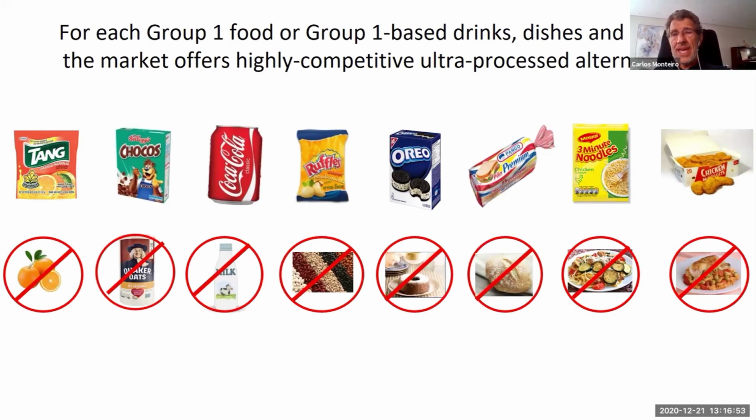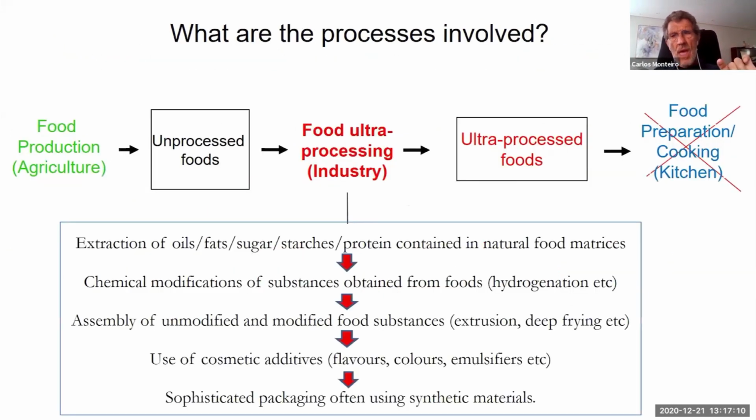So in theory, you could have a diet with 100% of calories from ultra-processed foods. And if you go into the market today in Israel, in any country in the world, for each group 1, group 2, group 3, for each freshly prepared dish and meal, you find one ultra-processed alternative.